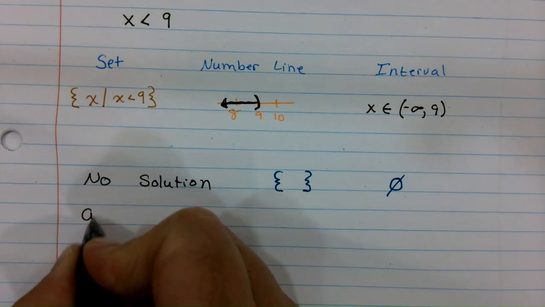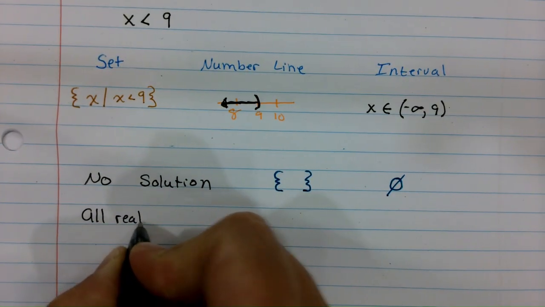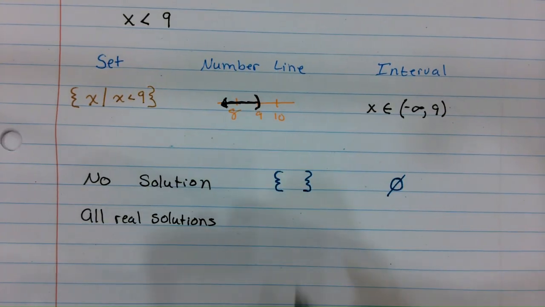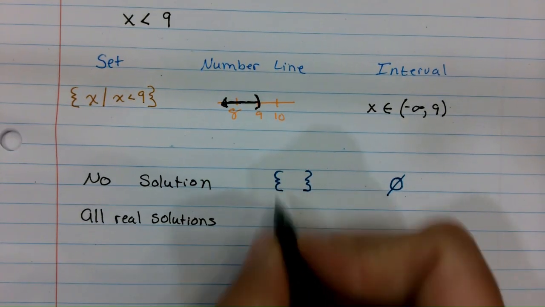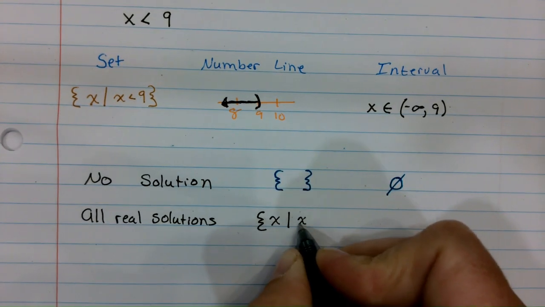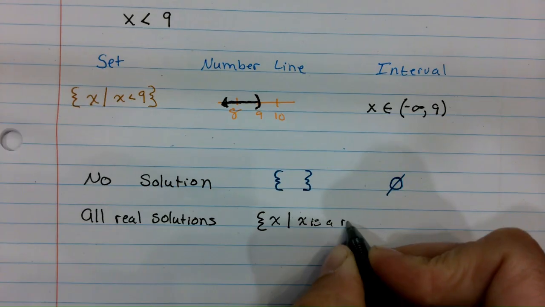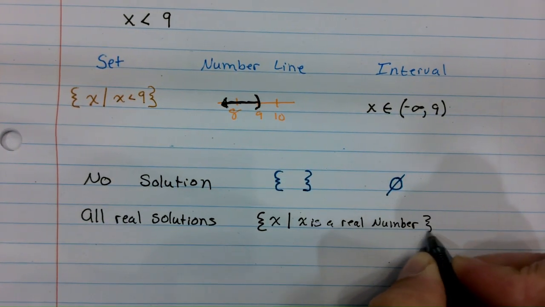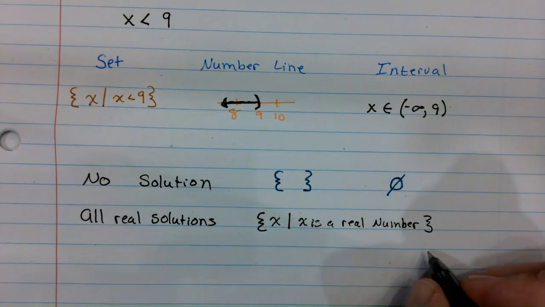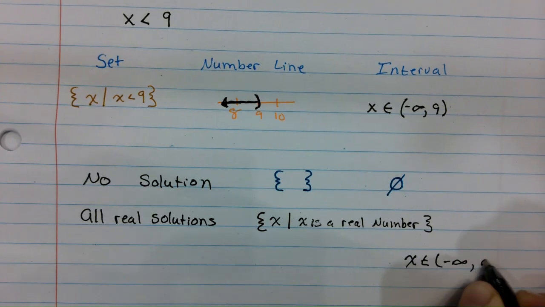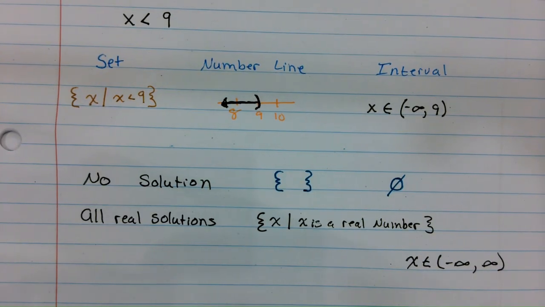Another answer that some people get is all real solutions. Okay, if we're doing the set notation, we would have to say all x's such that x is a real number. But that's a lot of writing to do, which is why I love interval notation. Because with interval notation, we're just going to say x is between negative infinity and positive infinity. Parentheses on both because, again, we cannot hit infinity.